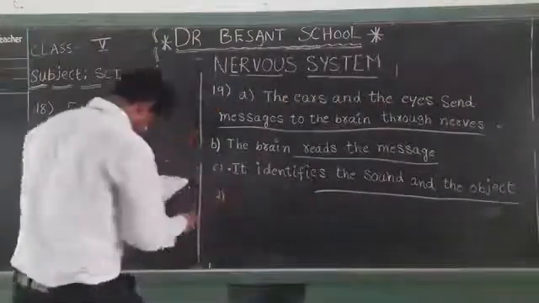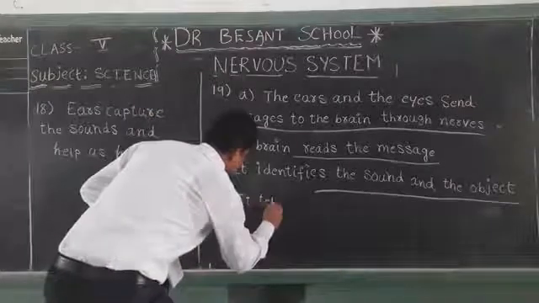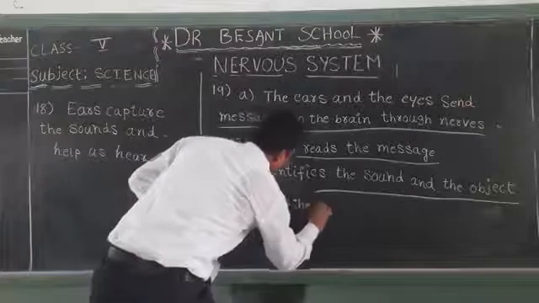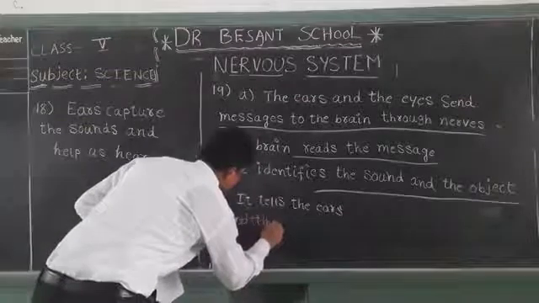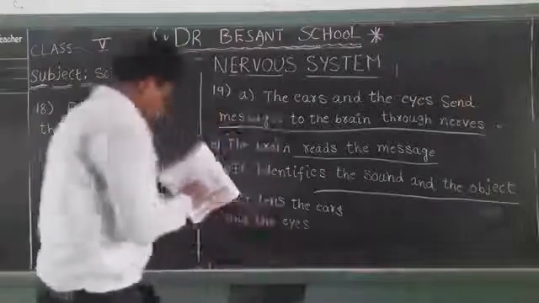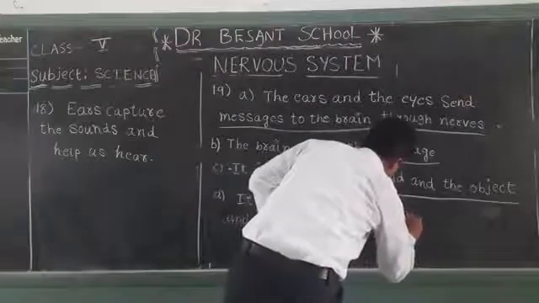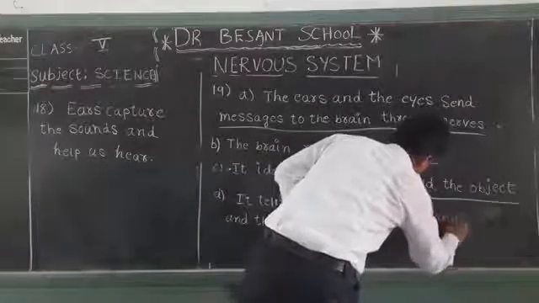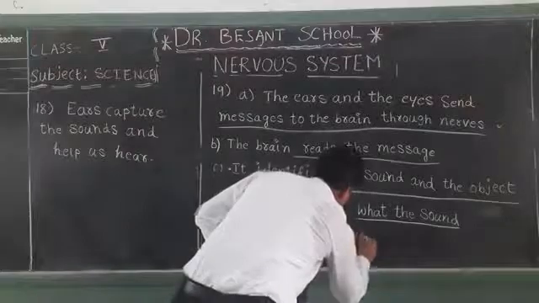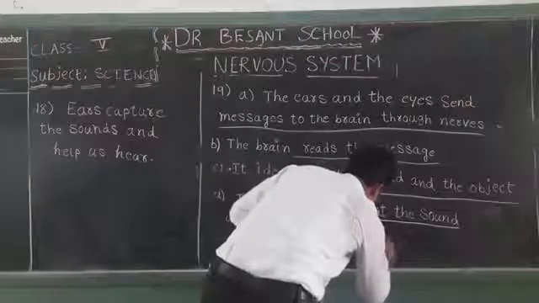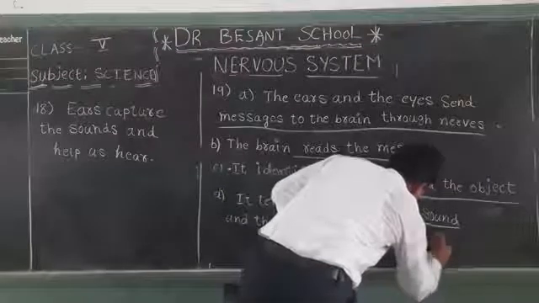And next D, it tells the ears and eyes. The brain tells the ears and eyes what the sound is and what the object is.